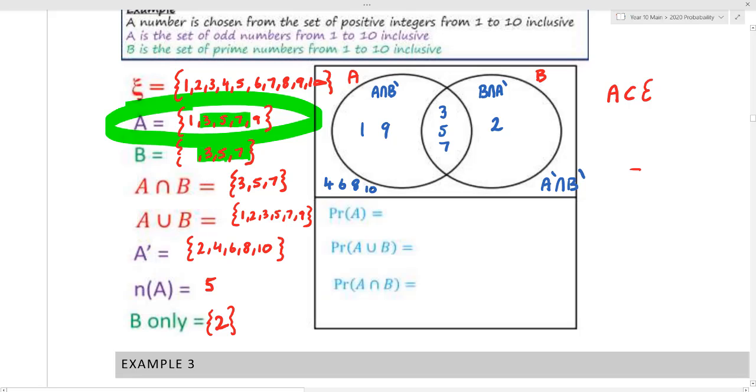Now, what is the probability of A? What is the probability of A? How many of these things are A? It's 5 out of 10, which of course we know is a half.